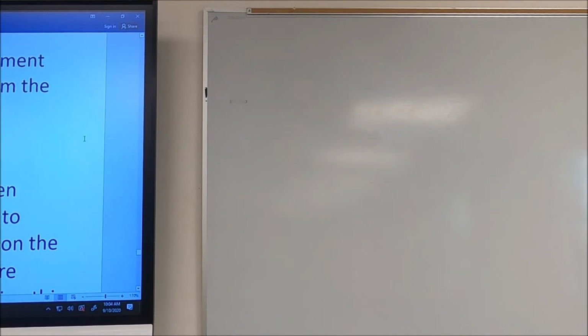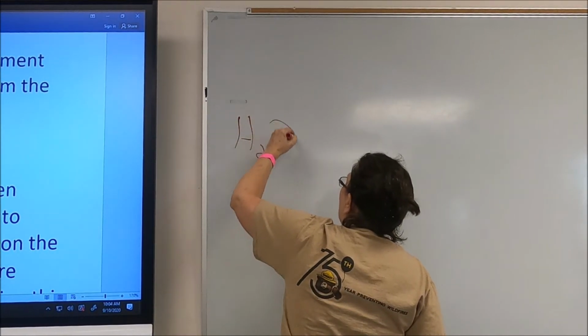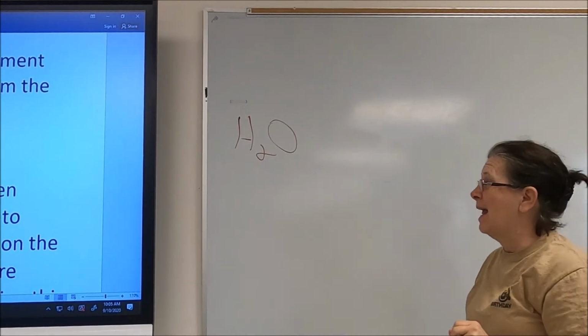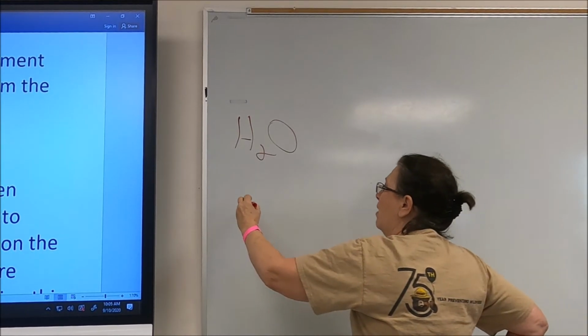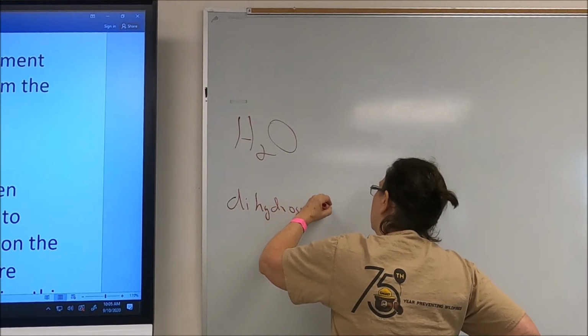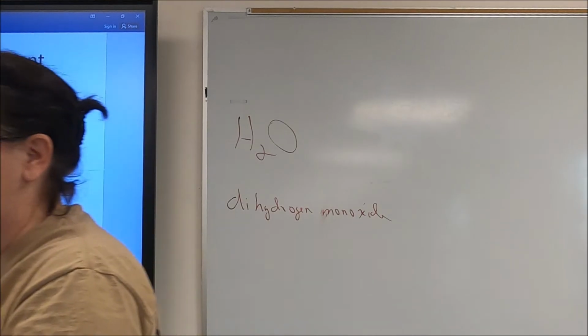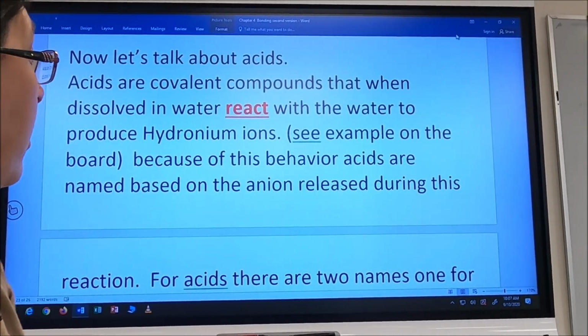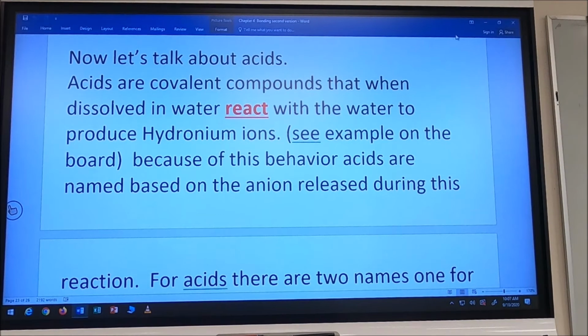Let me pick out some more for us to practice with here. Think about this one for a minute. You know it commonly is water, but we can systematically name it as a binary covalent compound. It would be dihydrogen monoxide. So don't let anybody fool you with that one. That is a simple binary covalent compound.